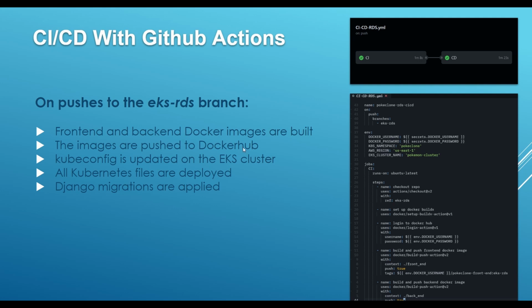And next, the pipeline then updates the kube config on our EKS cluster. This important step ensures our Kubernetes cluster is always configured with the correct access permissions for deployment. Following this, all Kubernetes deployment files are applied to the cluster. This step rolls out our application in the live environment, setting up the services, deployments, and more. So finally, the Django migration is applied automatically. This ensures our database schema is always in sync with our application requirements. I will pass to Stephen to go over the details.